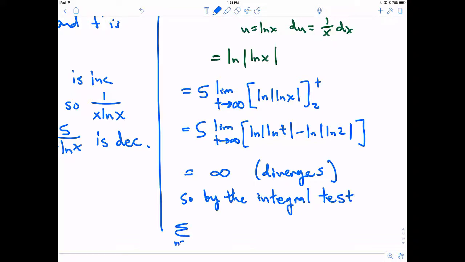So again, remember, this is good work right here. We're saying by the integral test. We're justifying our reasoning here.